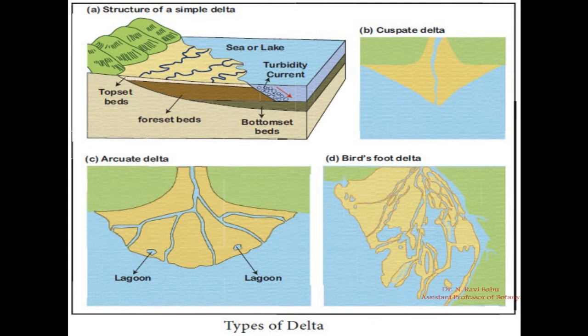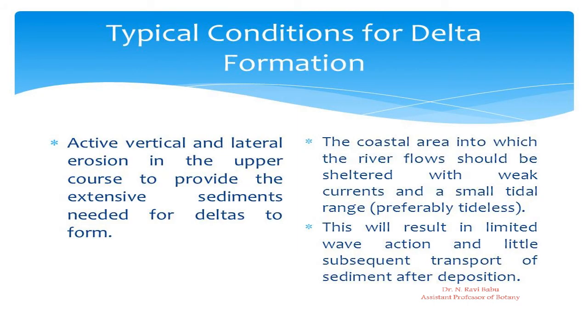Now, the following summarizes the conditions favorable for the formation of deltas: active vertical and lateral erosion in the upper course of the river to provide extensive sediments to be eventually deposited as deltas. The coast should be sheltered, preferably tideless, and the sea adjoining the delta should be shallow, with no large lakes and no strong currents. These are the requisites for the formation of a delta.